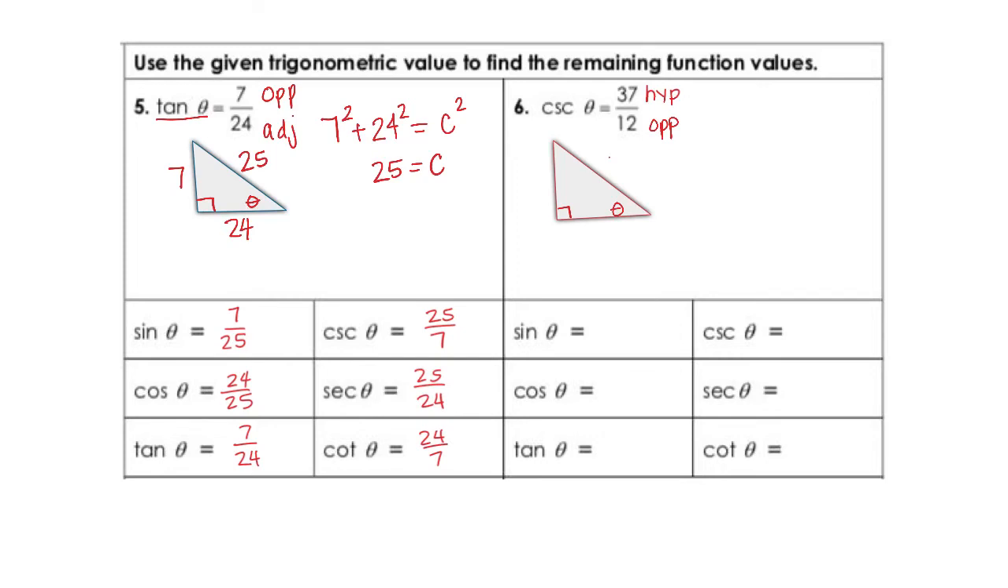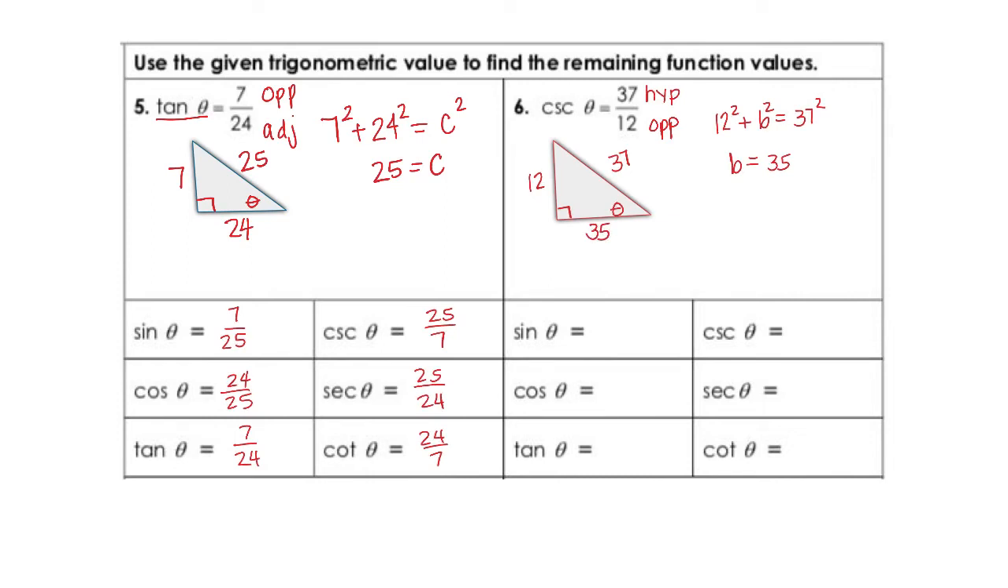So my hypotenuse I know is 37. And my opposite side is 12. And so now to find that missing side, we would have 12 squared plus the missing side squared equals 37 squared. And so working all that out, we see that our missing side is going to be 35. So I'm going to have my 35 here.